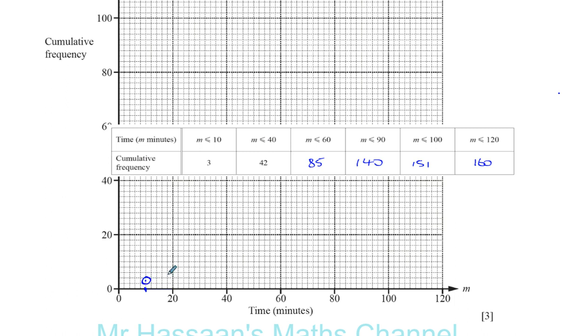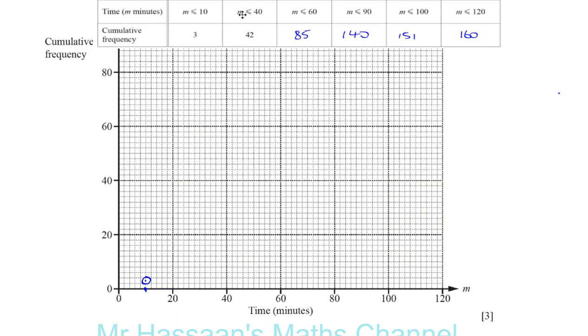That's 1 point. Okay, then you got 40. 40 is over here, and you've got 42. So let's move this out of the way. Right now, you've got 40 against 42. So that's 40 on the time and 42 on the cumulative frequency, which is right there. Every one square is 2 units.